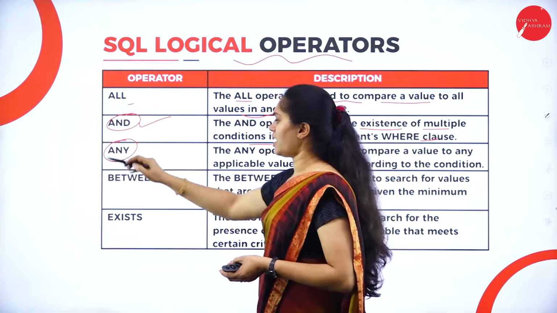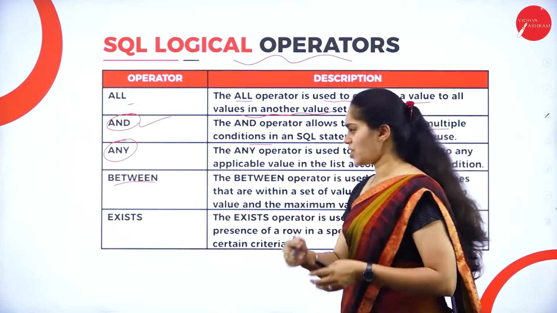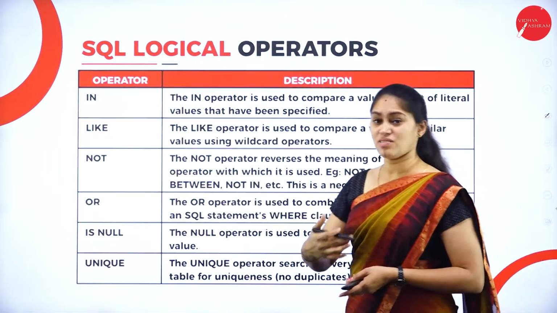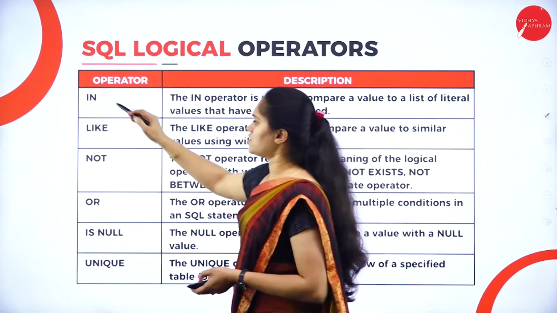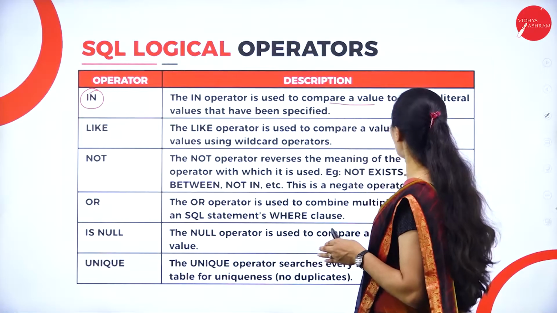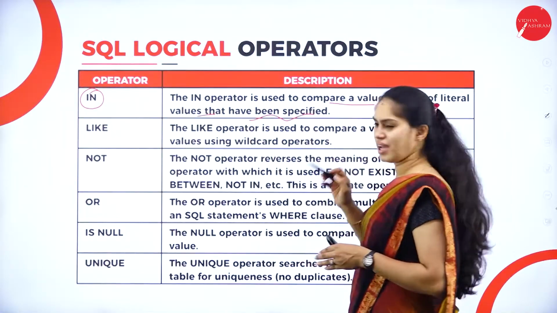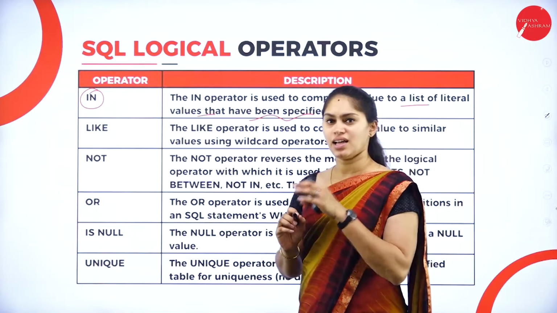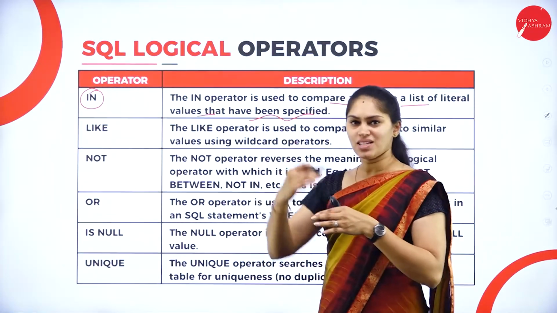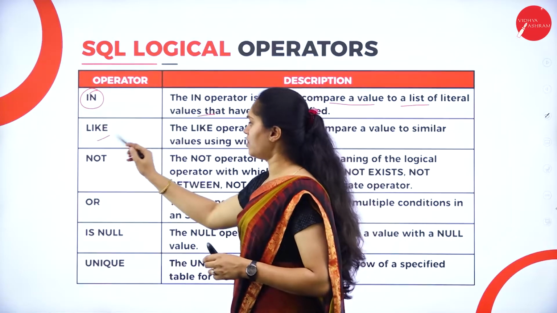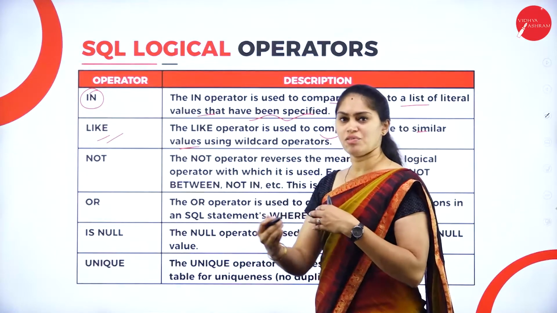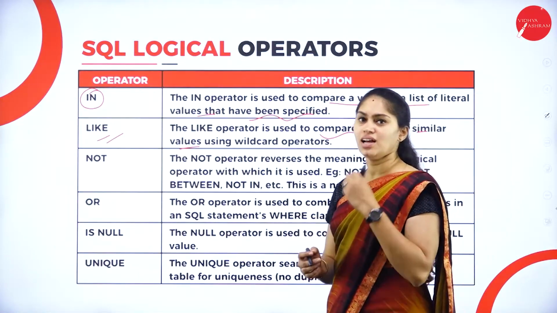Then we also have ANY, BETWEEN to find the range, and EXISTS. We are checking whether it exists or not, specifying the presence of a value. And also we have IN, which specifies the range. So IN compares a value to a list of literal values that have been specified. If your result is in distinction, or in first class, or in second class, we are just specifying its range. And also we have LIKE, mainly used to compare a value to a similar value. We are checking for a like thing.